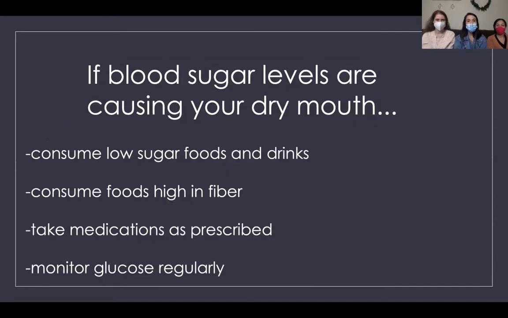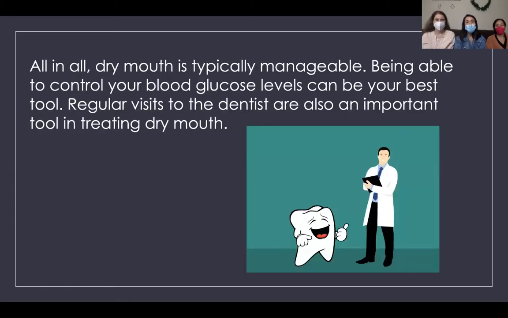If blood sugar levels are the reason that you have a dry mouth, you would want to consume low sugar foods and drinks. Consume foods high in fiber. Make sure you're taking your medications as prescribed, and also make sure that you're monitoring your glucose regularly. But all in all, dry mouth is typically manageable. Being able to control your blood glucose levels can be your best tool. It's also important to make sure that you're making regular trips to the dentist. That way they can help in treating your dry mouth.